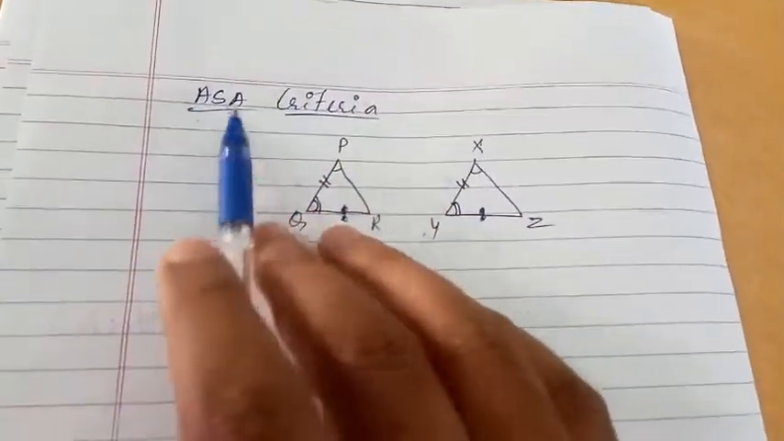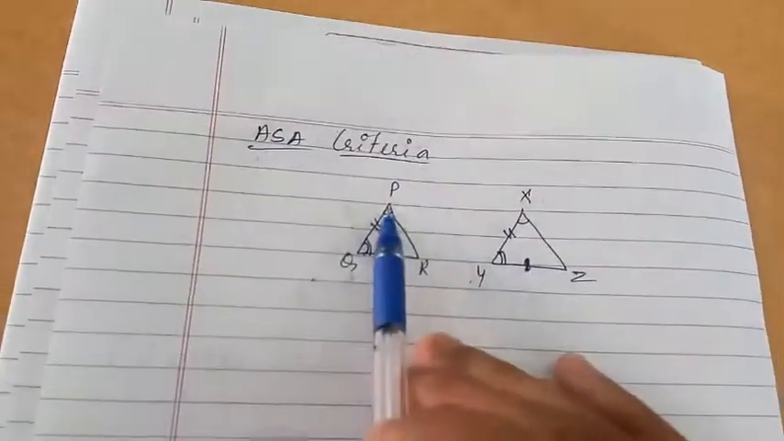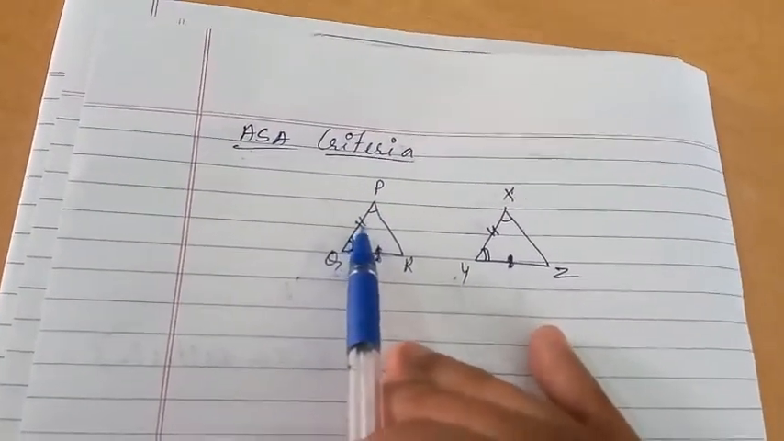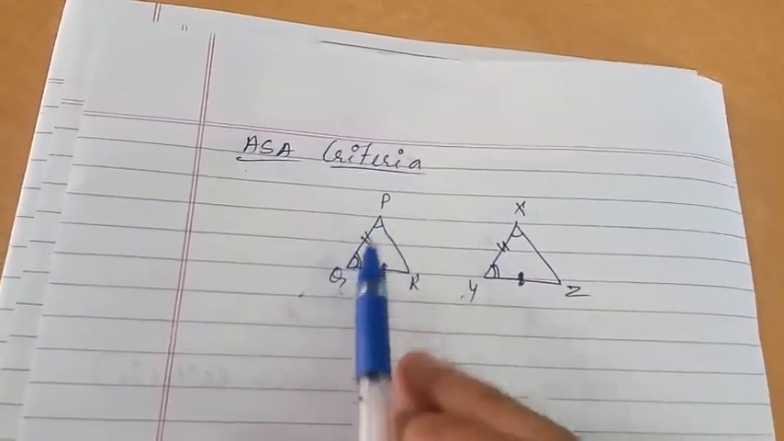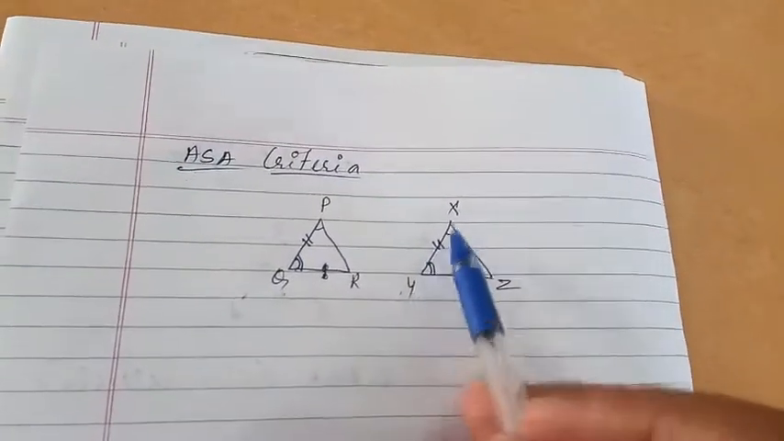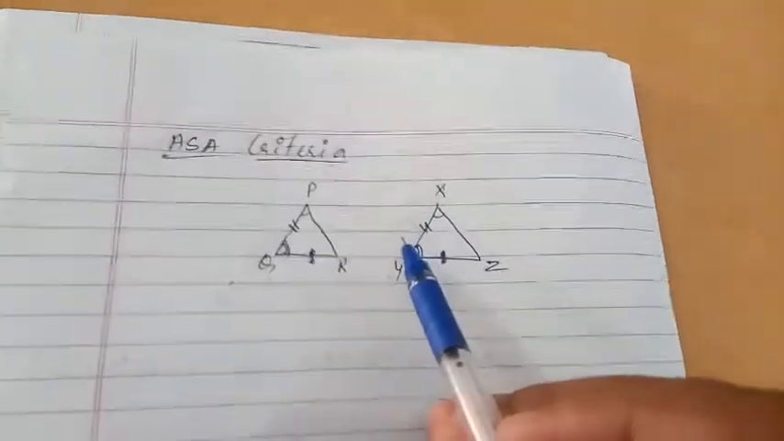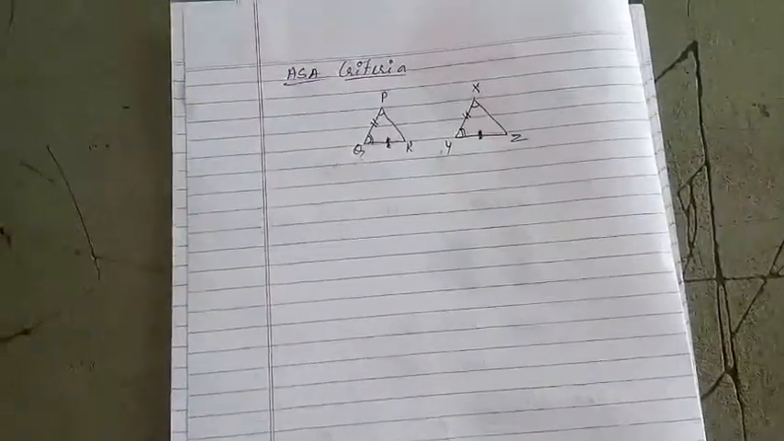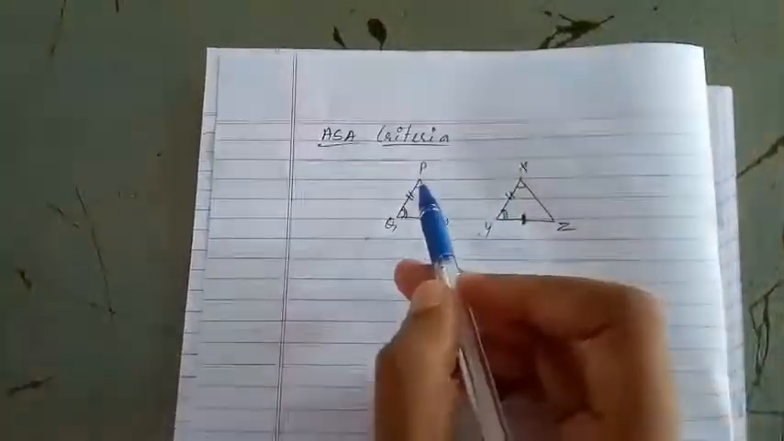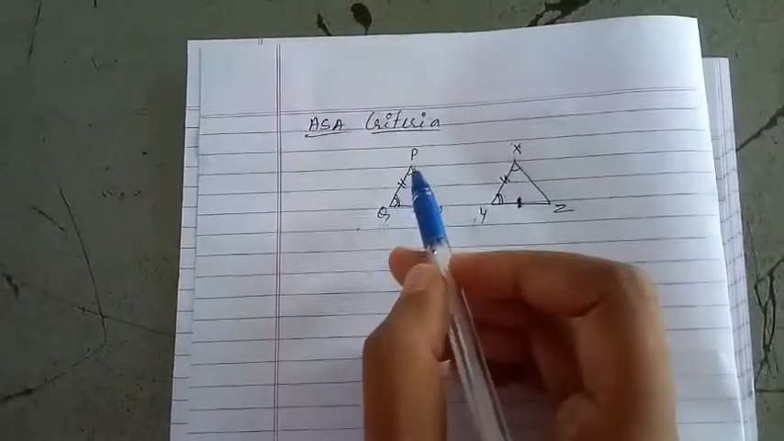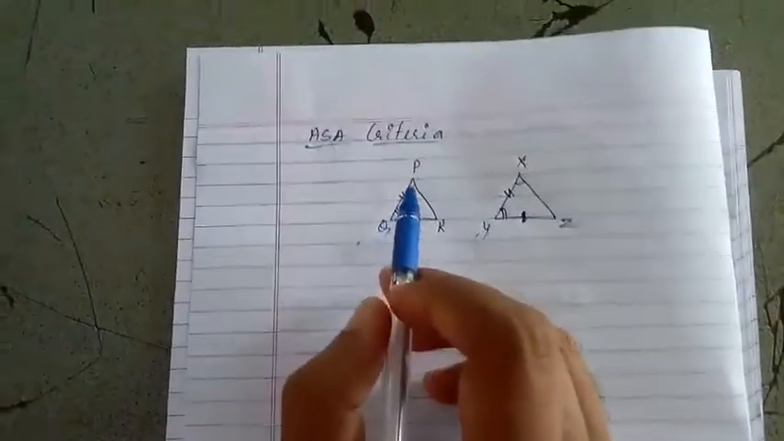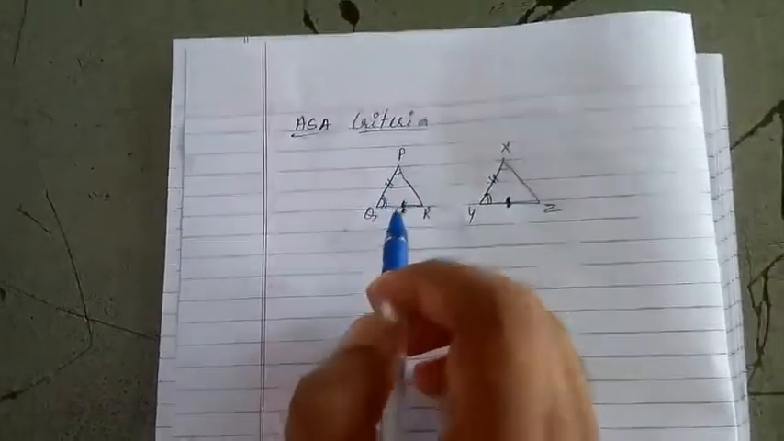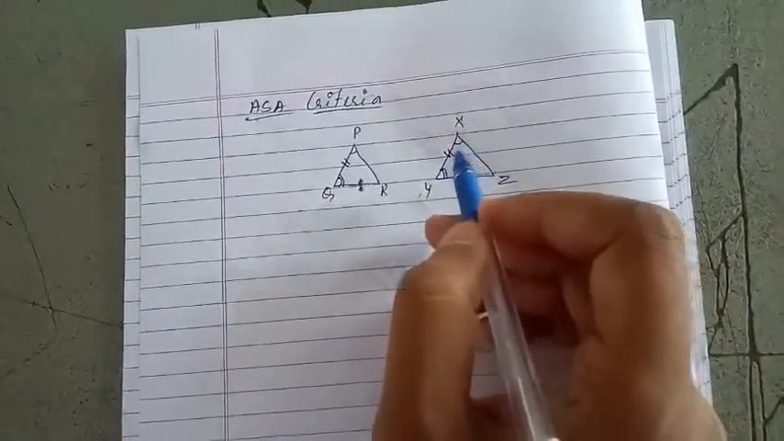So next one is ASA criteria. ASA means angle side angle. Here two angles are there and the side should be common to both angles. So here PQ is common to angles P and Q, isn't it? Here also XY is common to angles X and Y. So ASA criteria means two angles and one side are equal, and that side should be common to both angles.